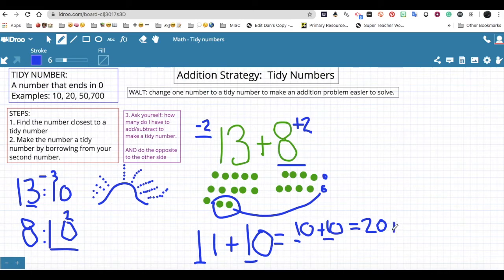Then all we need to do is add our ones, and as you can see we only have one lot of ones. We've just got 1 here because over here we have a 0. So 20 plus 1 equals 21. Okay.